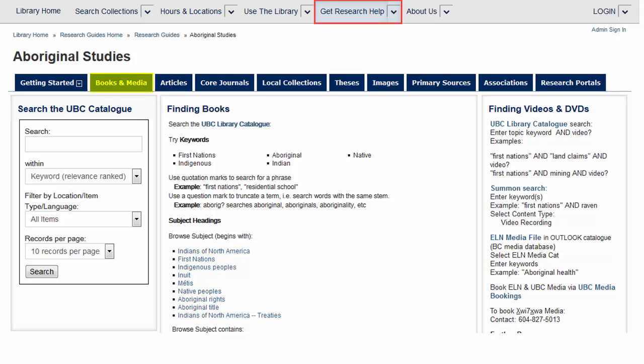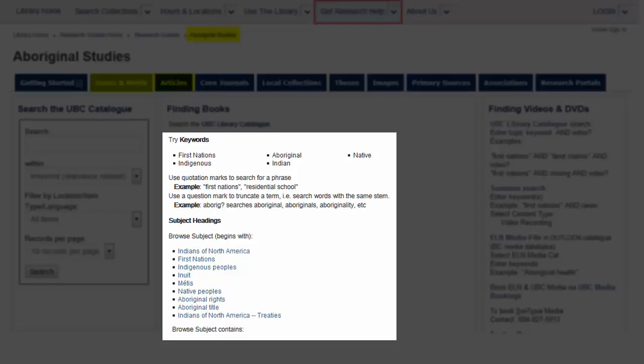The Books and Media and Articles tabs on the Aboriginal Studies Research Guide have suggested search terms and strategies. If you need help using these guides, please watch the Using Research Guides tutorial.